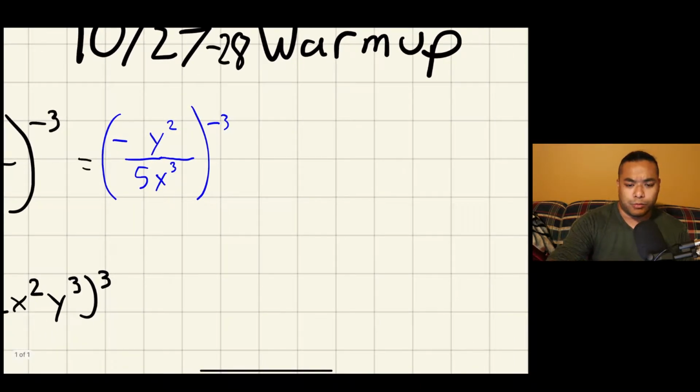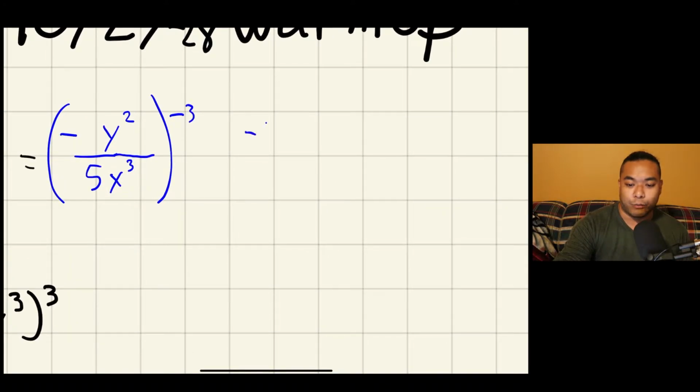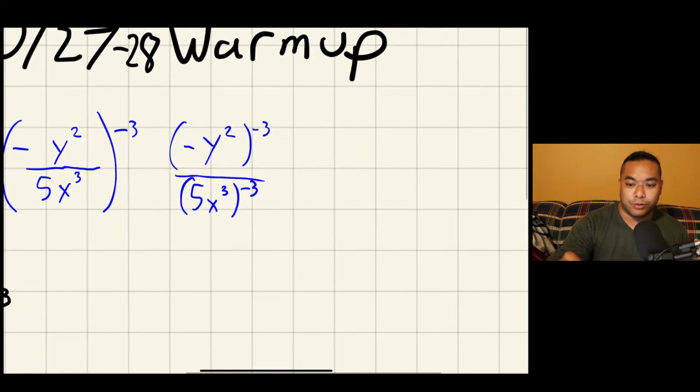This is going to be, let's separate this negative into its own number, just to recognize that negative to the third power. So negative times negative times negative will give us a negative. So we're going to assume that and have this be negative y squared, the whole thing to the negative third, over 5x cubed, the whole thing to the negative third. And all I have to do, since this is a negative exponent, I just flip both of them from top to bottom, bottom to top.